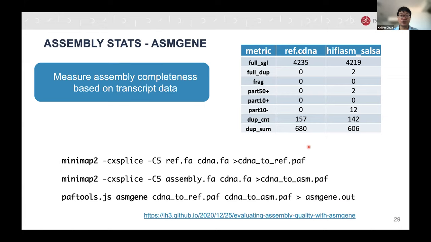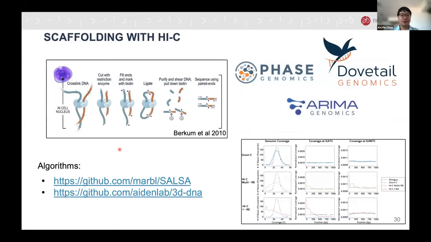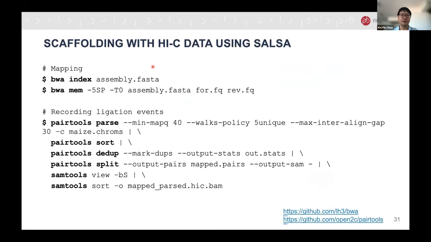So again, shown below is the example of the command used. And you can see that with transcriptomics data, you will use the spliced parameter for Minimap2 to assemble the genome. If you have HiC data, you can actually scaffold the genome assembly into a highly complete chromosomal level assembly.